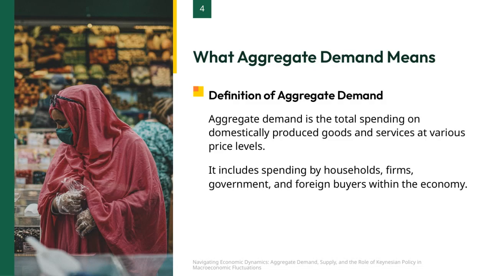Simply put, aggregate demand is the total amount of spending on goods and services produced within a country, measured across different price levels. This spending comes from different parts of the economy: households buying everyday items, businesses investing in equipment, the government funding public services, and even foreign buyers purchasing exports. Understanding this total demand helps us see how various sectors contribute to overall economic activity. It's a key concept for analyzing economic health and guiding policy decisions.